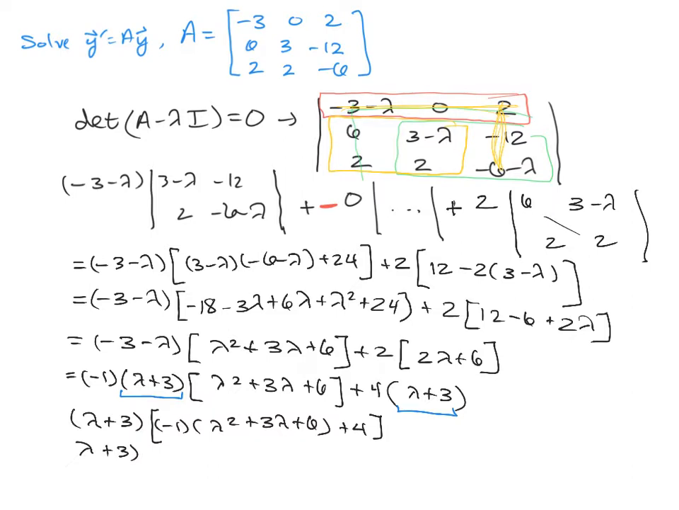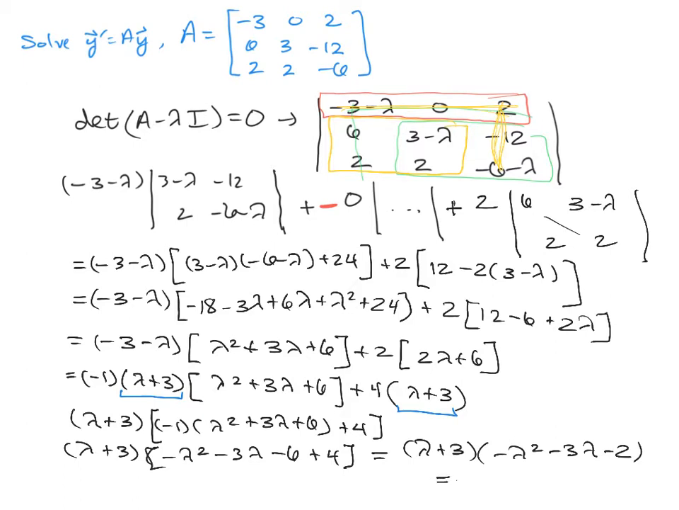So this is lambda plus 3 times negative lambda squared minus 3 lambda minus 6 plus 4. And that factors into lambda plus 3 times negative lambda squared minus 3 lambda minus 2. So that's actually going to be, if we factor out a negative, lambda plus 3 times lambda plus 2 times lambda plus 1. And as you can see, we are now ready to find our eigenvalues because this whole time, this was equal to 0. So our eigenvalues are -1, -2, and -3.